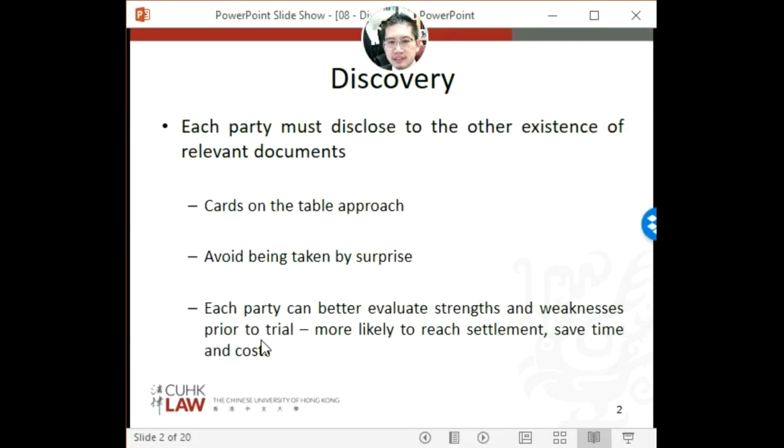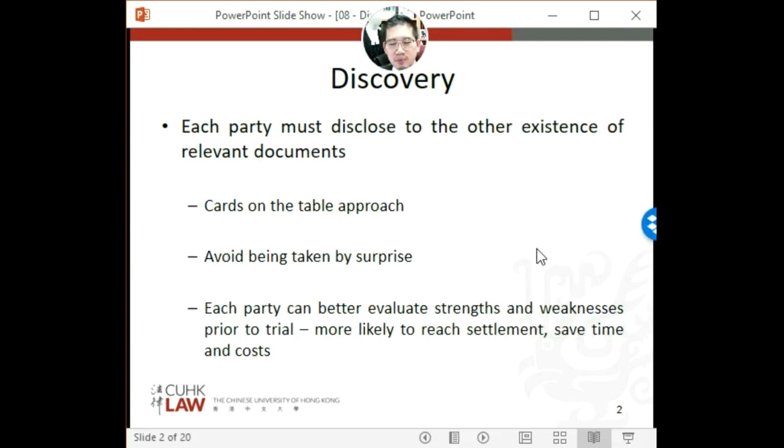What it means is it refers to the process in which both parties have to disclose to the other side the existence of relevant documents. So long gone are the days where the barrister can, during the questioning of a witness, suddenly produce some damning evidence, show it to the witness, say this shows that you're lying, and catch everyone by surprise. This does not happen anymore, because in modern civil litigation there's no ambushing the other party.